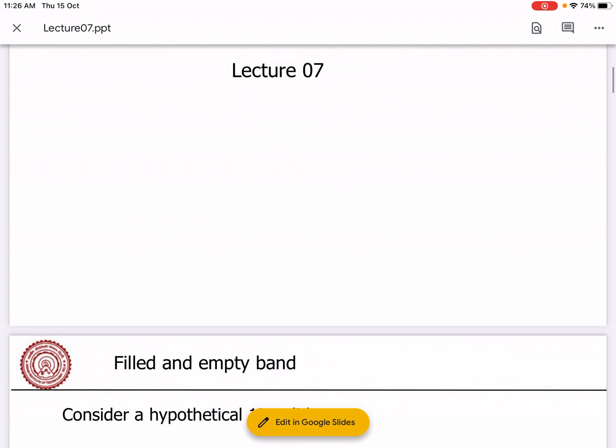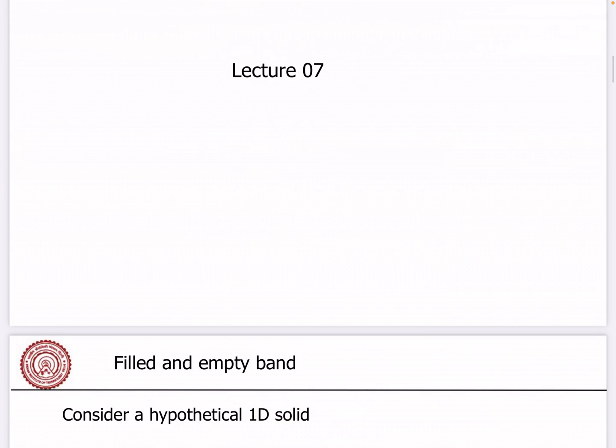In the last lecture, what we have discussed is basically the number of electrons that can be accommodated in the lowest band, right? And what we have found out is that if n is the number of unit cells or primitive unit cells in the one-dimensional case, then twice n is the number of electrons that can be accommodated in the first band, right?